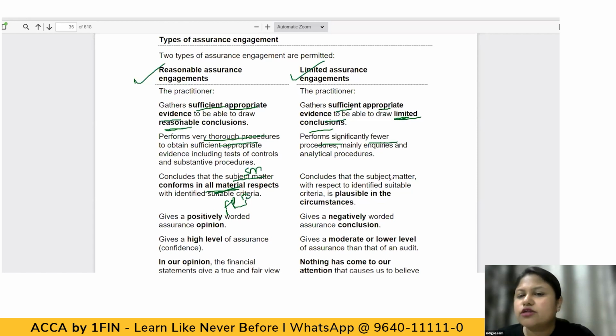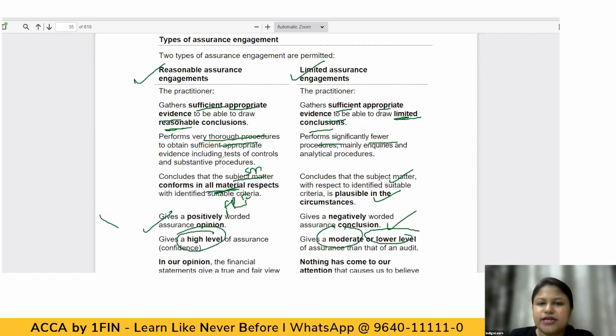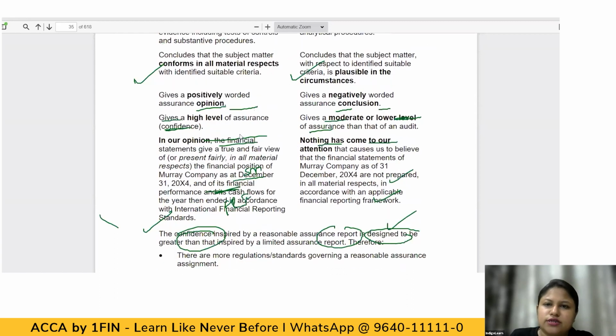Here what we do is conclude on the subject matter in all respects, looking at plausible circumstances, and identify whether everything is matching or not. Here we are not going to pick up every item, but whatever information is available, we check and tell whether it is matching, whether it is as per the financial reporting framework or not. Give a positively worded opinion. I told you, we say it gives a true and fair view. Here you're negatively worded. This is very important. There is a high level of assurance here. Here you're moderate or low level. It is a limited assurance, so you'll not get a high level of assurance.